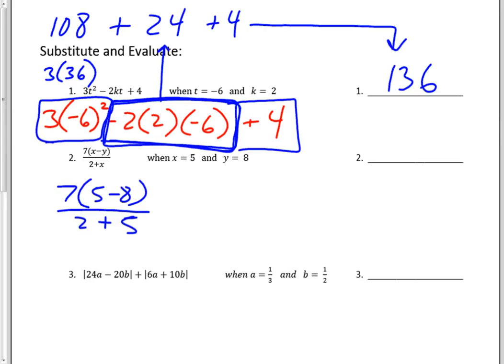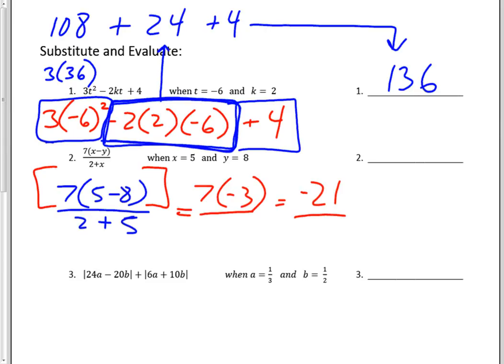Put brackets around the top of every fraction you see. Even if they're not there, you should do all the work on the top first. So I'm going to ignore the bottom. I'm just going to look at 7 times negative 3. And that's equal to negative 21. Now I'll do the bottom. 7, 7. I should be getting a negative 3.